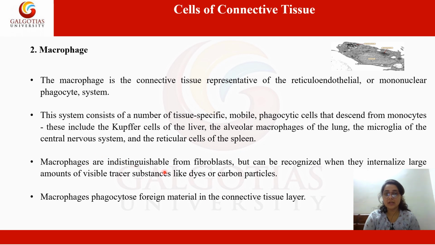Macrophages are indistinguishable from fibroblasts but can be recognized when they internalize large amounts of visible tracer substance like dyes or carbon particles. Macrophages phagocytose foreign material in the connective tissue layer.